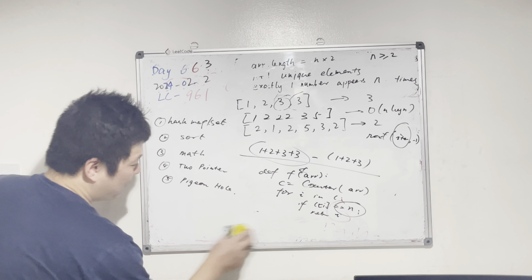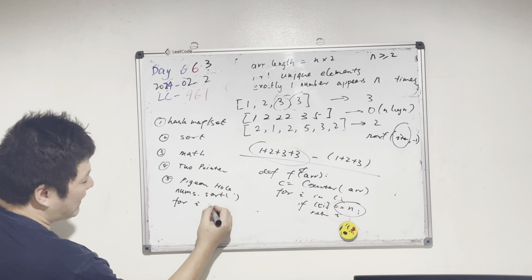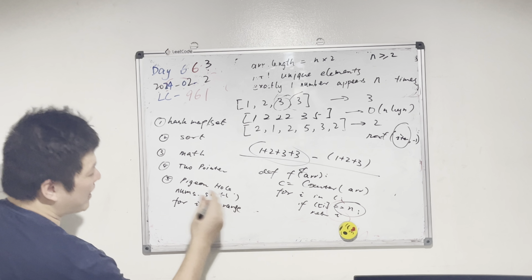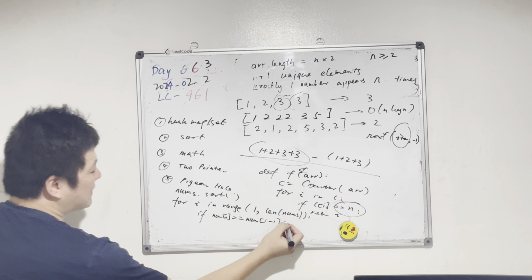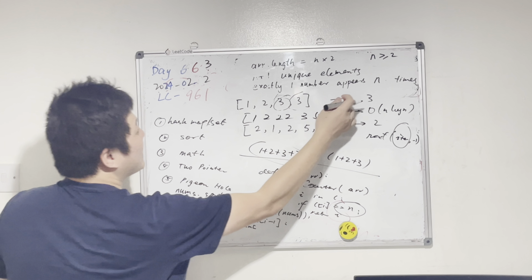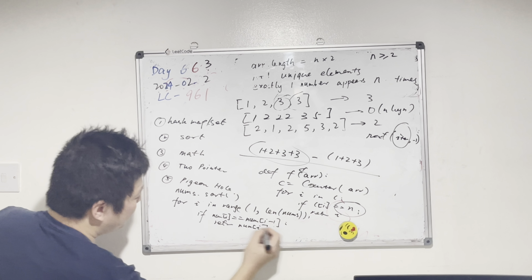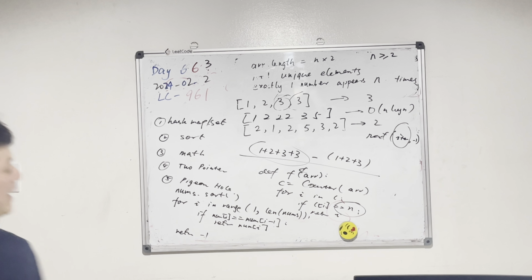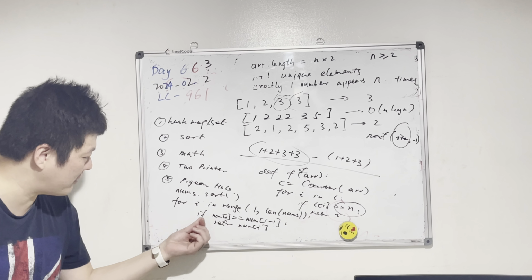So look: nums.sort(), and then for i in range, there are 2 ways. We can check the next number or the previous number. Let's check the previous number. Start from index 1 to the last index. If nums[i] equals nums[i minus 1], the same as the previous number, then we return it. This is the number that appears more than once, which appears n times. If we can't find it, then we return minus 1. So it looks simple.